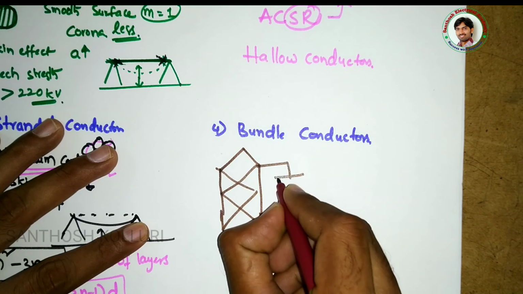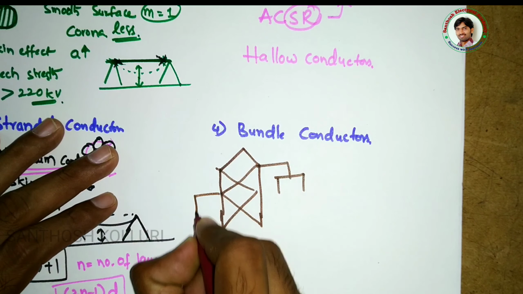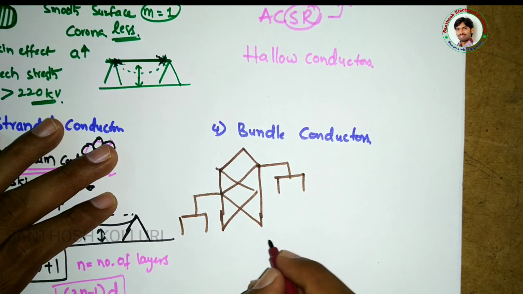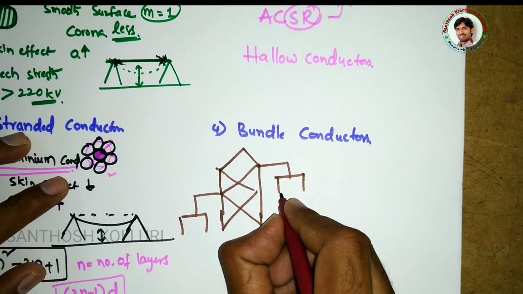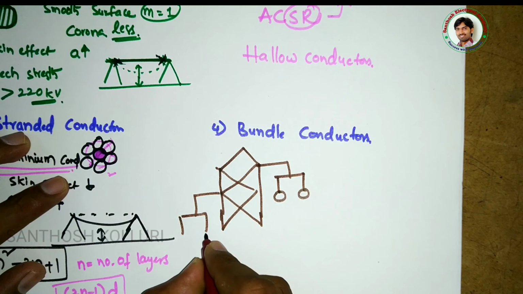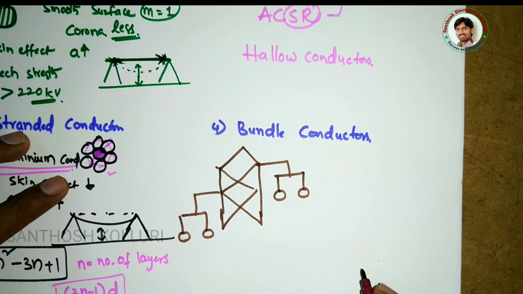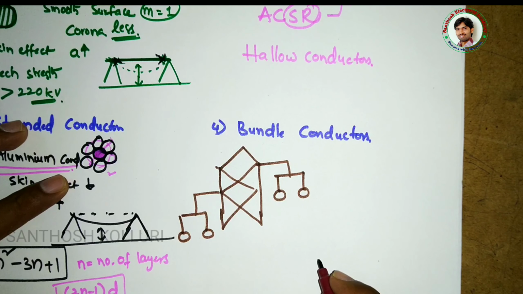This is for a single phase and this is for another phase, right? So this is one conductor, this is one conductor. So this type of bundle conductor can be used. And to reduce the corona in modern EHV lines, this type of bundle conductors are used.